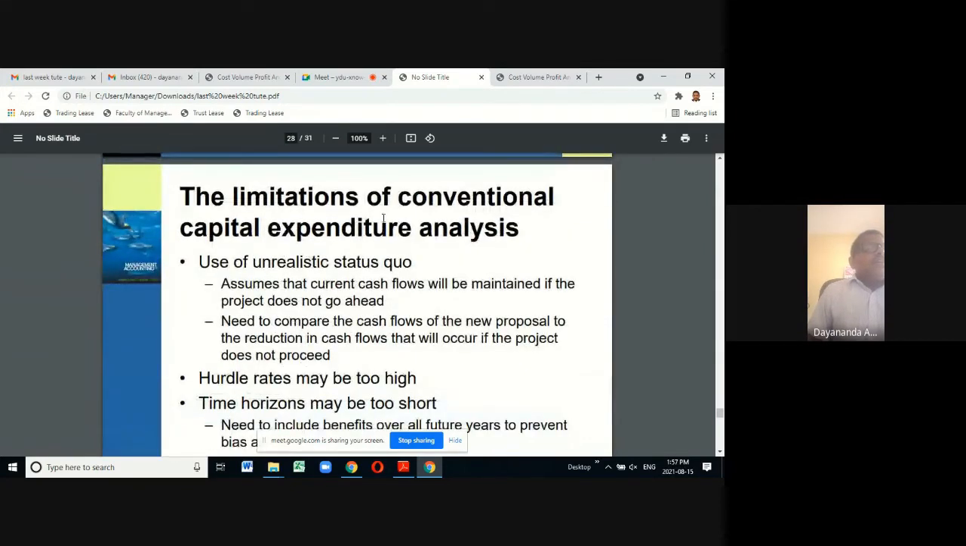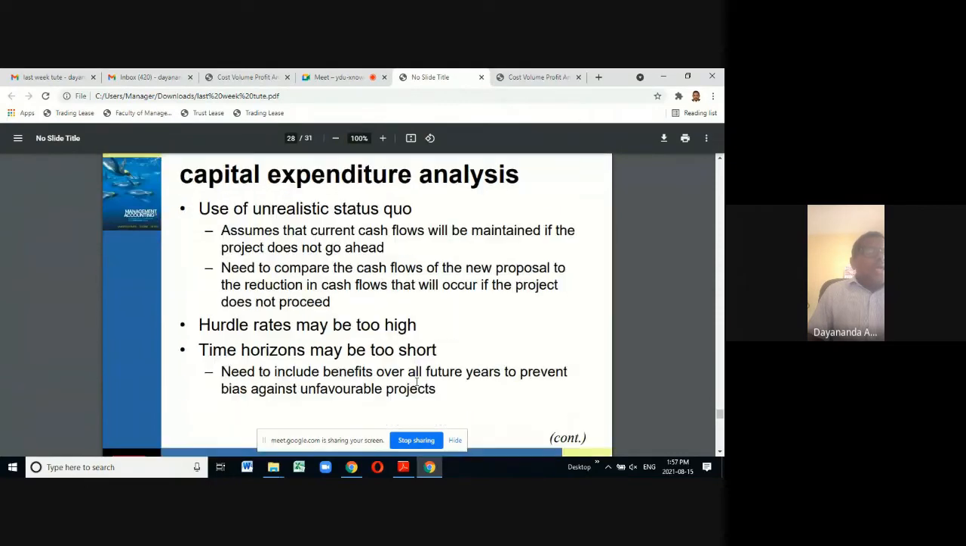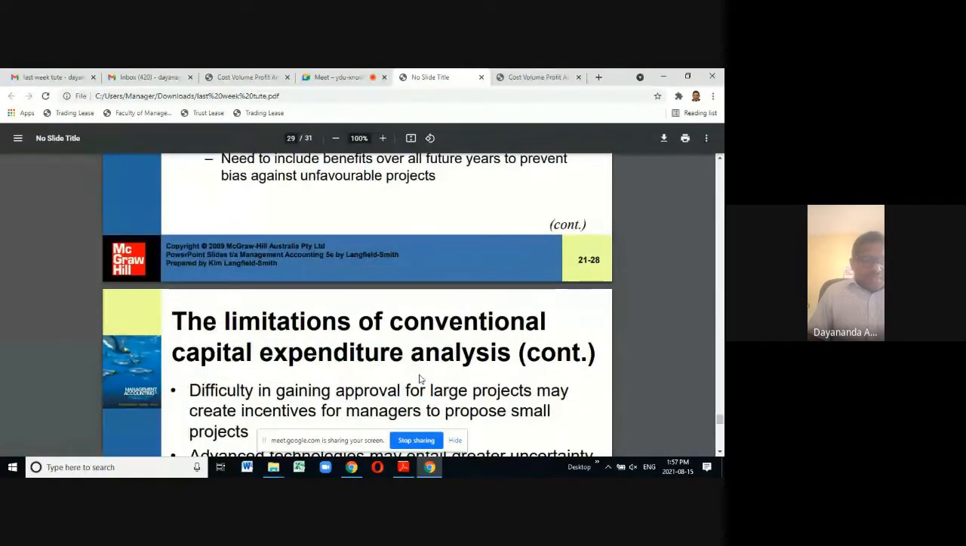The limitations of conventional capital expenditure analysis: use of an unrealistic status quo. Assume that current cash flows will be maintained if the project does not go ahead. Need to compare the cash flows of the new proposals, with the expansions, reductions. Those are the 2 unrealistic status quo. Then hurdle rates may be too high and time horizon may be too short. So those are the limitations.